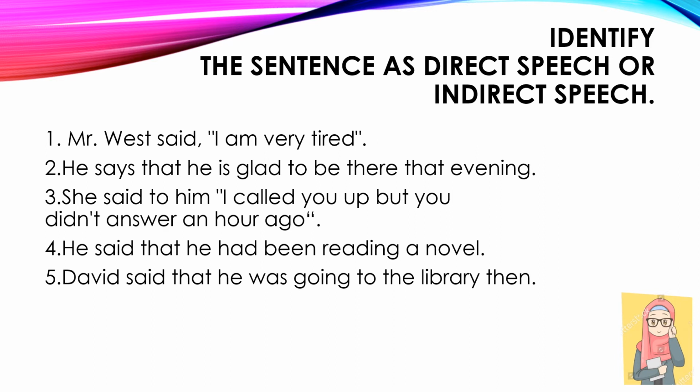Number 3. She said to him, "I called you up, but you didn't answer an hour ago." Again, this is direct speech. Reason? Quotation marks. Let's move on to number 4. He said that he had been reading a novel. I will call it indirect. Reason? Conjunction in the middle. Therefore, no quotations, no commas. There, it is very clear that it is indirect speech.